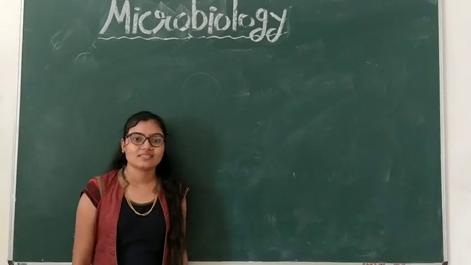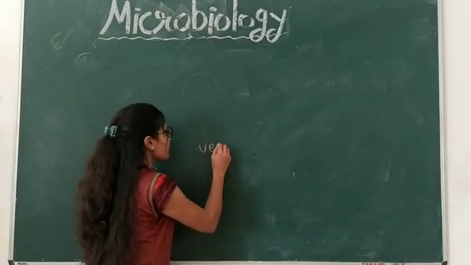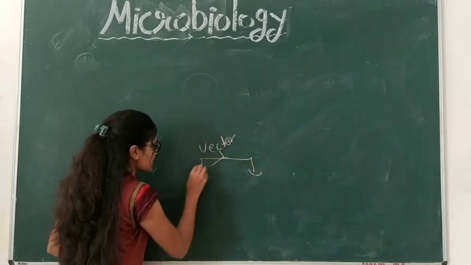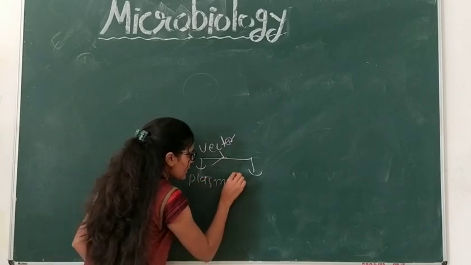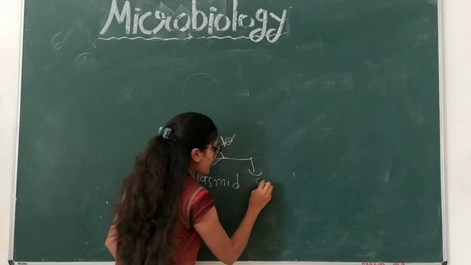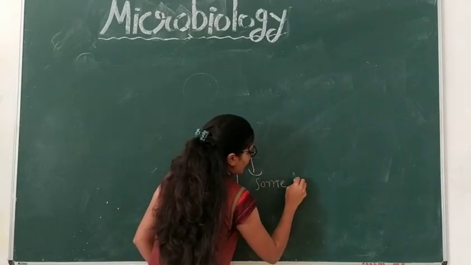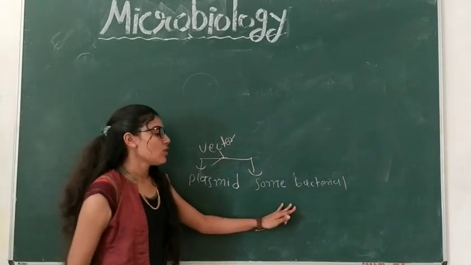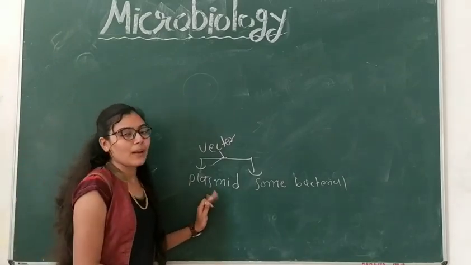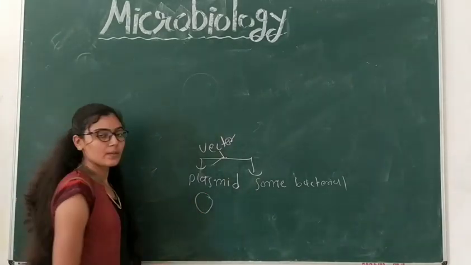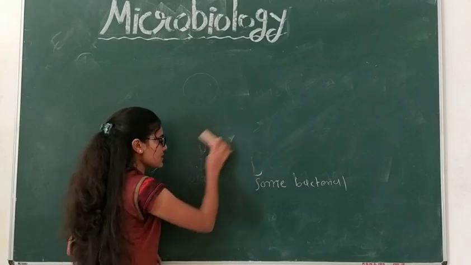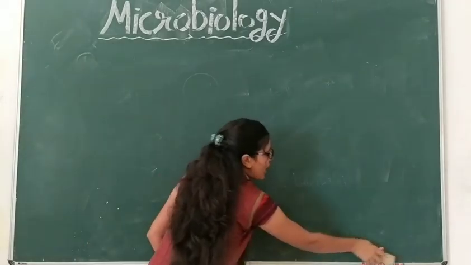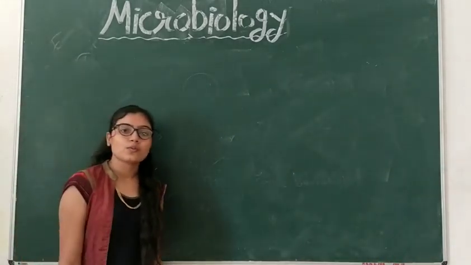Now we will discuss vectors. We will use two materials as a vector. The first one is a plasmid, and second, in some cases we will use bacterial cell genetic material. First of all, what is a plasmid? Plasmids are small circular genetic materials. We will use the plasmid molecule as a vector. Now we will discuss recombinant DNA molecule formation.